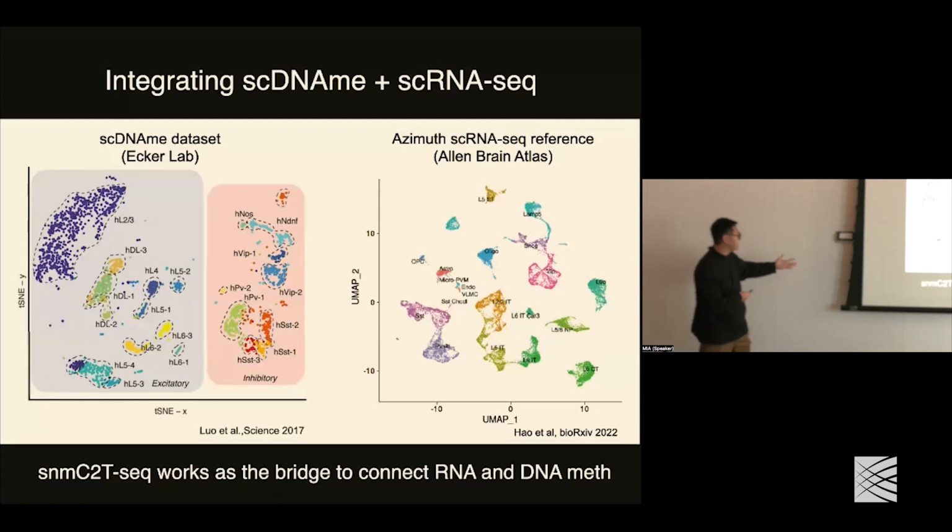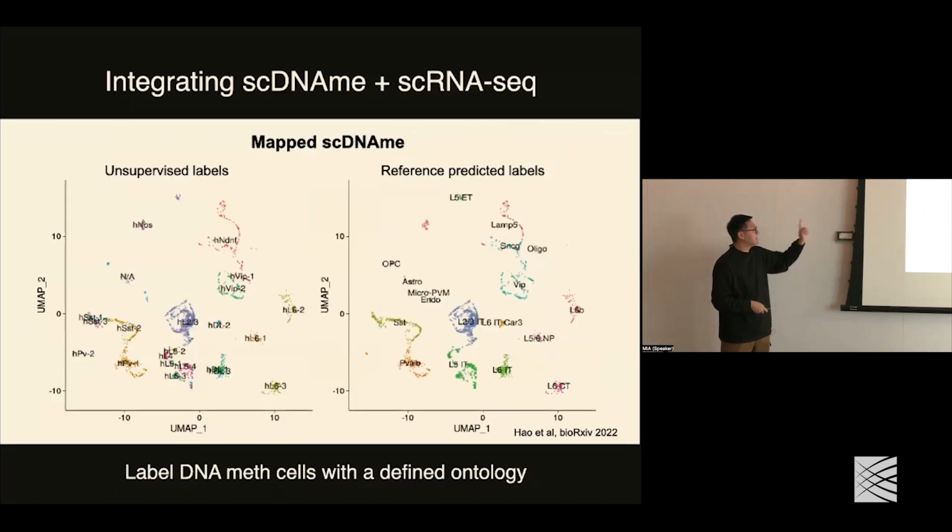And here we use snmC2T-seq, a multimodal data type that can measure DNA methylation and RNA expression in single cells simultaneously. And then this is the mapped result. You can see here we are not finding any new clusters. But the key thing is that we label those DNA methylation cells with a defined ontology.